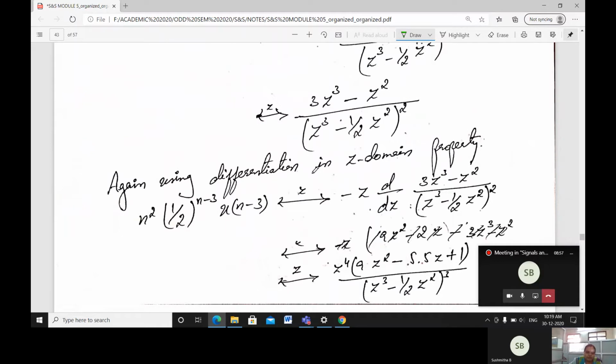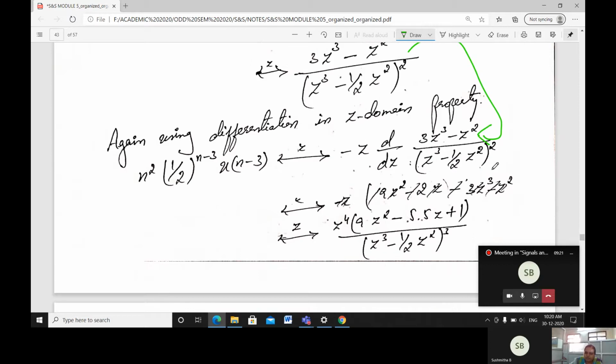Again using differentiation, I can write that the z transform of n square 1 by 2 power n minus 3 u of n minus 3 is going to be minus z. This you have to differentiate again, that is minus z d divided by dz of 3z cube minus z square divided by z cube minus 1 by 2 z square, the whole square. Then on differentiation, you will be getting z power 4 into 9z square minus 5.5z plus 1, divided by z cube minus 1 by 2 z square, the whole cube.